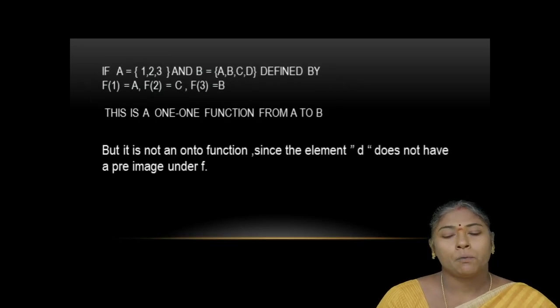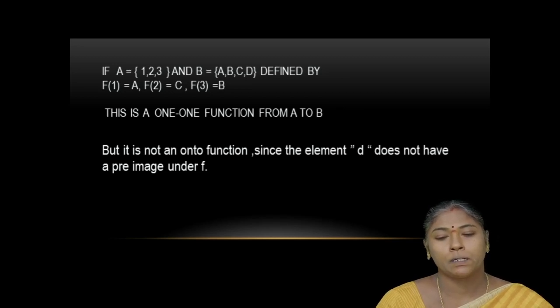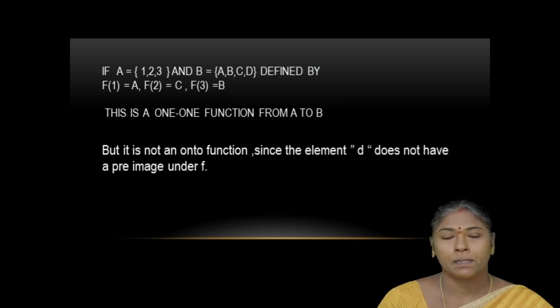Now if A equal to {1, 2, 3} and B equal to {a, b, c, d}, defined by f of 1 equal to a, f of 2 equal to c and f of 3 equal to b, this is a one-one function from A to B. That is, each element in the domain gets a distinct image in the codomain. The images of 1, 2, 3 are a, c and b. So for each element we take, we get distinct images in the codomain. So this is called a one-one function.